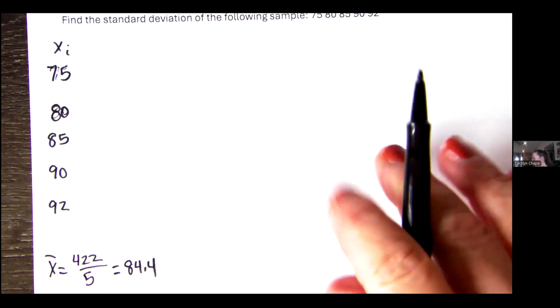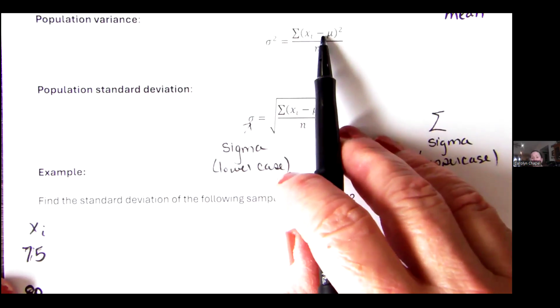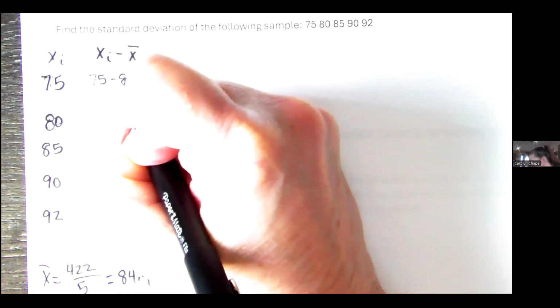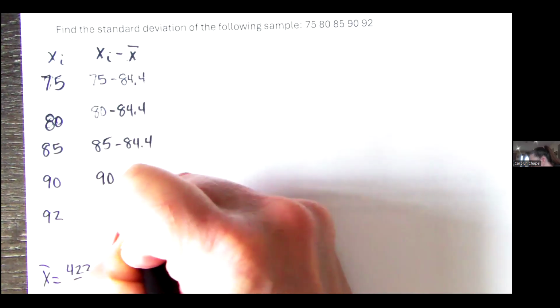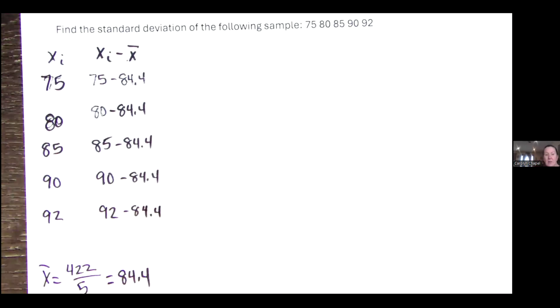Okay. Now the formula says, going back up to my formula here, we're going to take my X and subtract off the mean. If I were doing S on the previous page, it did say X bar. So I'm going to take 75 and subtract off 84.4. I'm going to take 80, subtract off 84.4. I'm going to take 85, subtract off 84.4. I'm going to take 90, subtract off 84.4, and 92. I'm doing this to every single value.